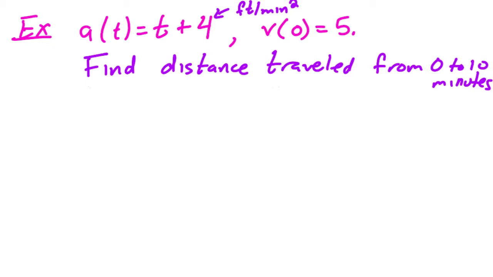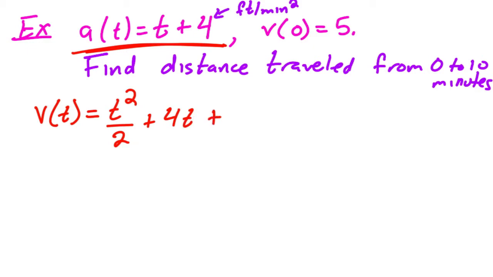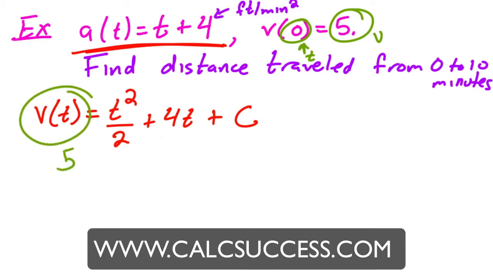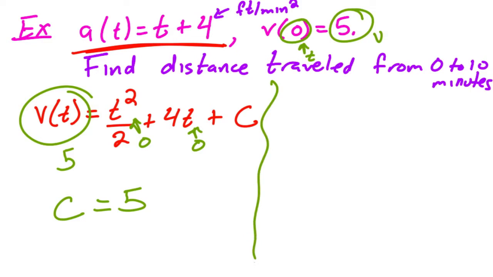Okay. Now to find the distance traveled, notice that you have the acceleration here, and you can't find the distance traveled just with the acceleration. But we can do something similar to what we did when we first learned antiderivatives: if we have the acceleration function, we can find the velocity function. So the velocity function is the antiderivative of the acceleration, which would be t squared over 2 plus 4t plus c. And so then remember, you have your initial conditions. You have that when t is equal to 0, v is equal to 5. So you just plug those in. And when you do that, you're going to get that c is equal to 5. So this means that the velocity function is t squared over 2 plus 4t plus 5.